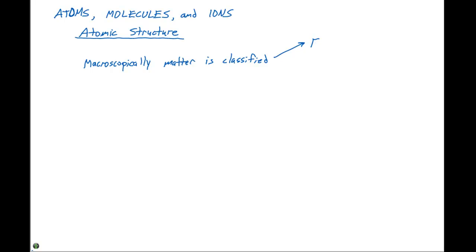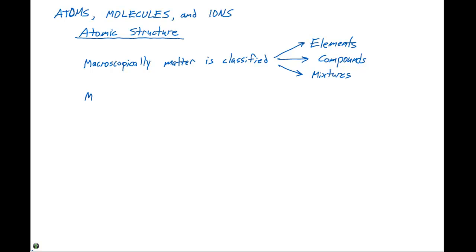We have elements, we have compounds, and we have mixtures. It's macroscopic. This is visible to our eyes, and we can discuss the properties just as we did with chapter 1. But now, what happens when we look under a very, very fancy microscope to see how to characterize matter?